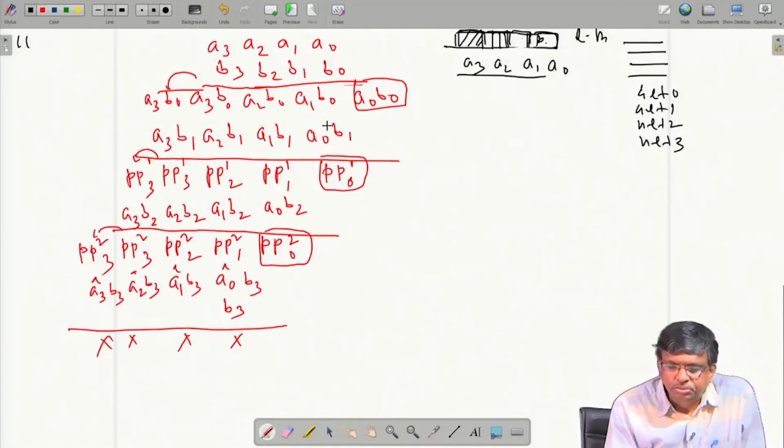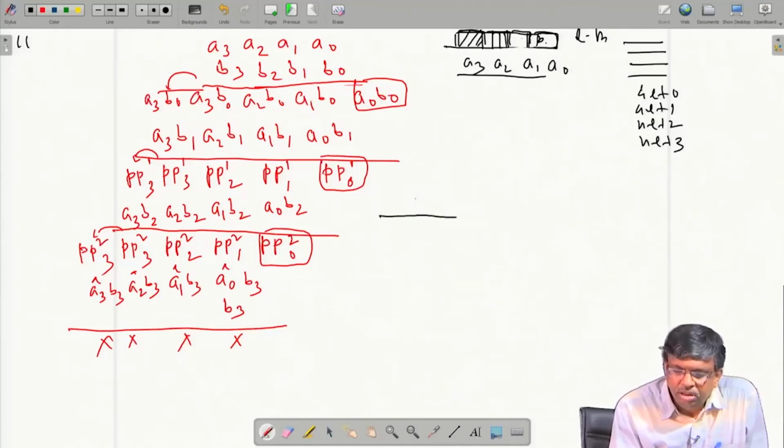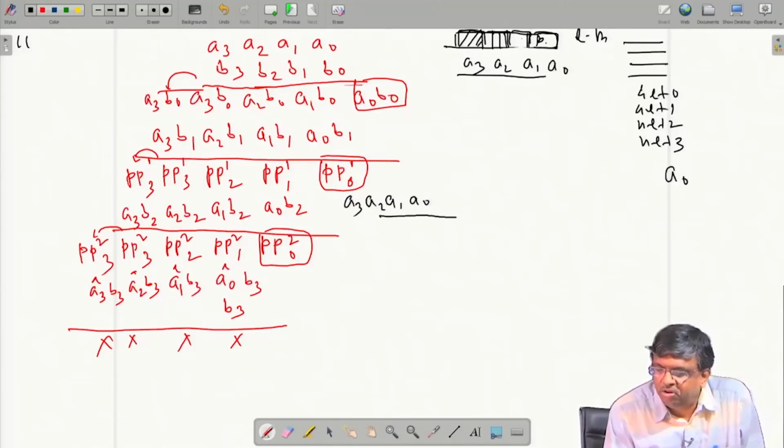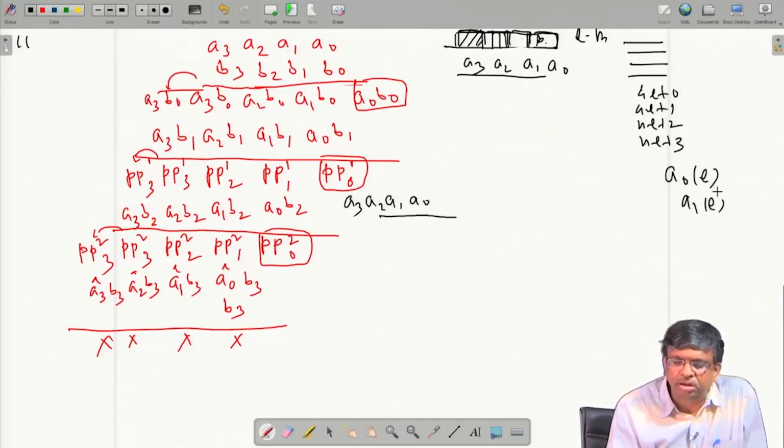Now, you see, there is a line through which these are coming. In fact, I should write A0 bracket L, A1 bracket L like that, but that L I am dropping, otherwise it will become very clumsy here. But actually, I should write A0 L, A1 L like that. That L I am dropping, but you keep that in your mind.